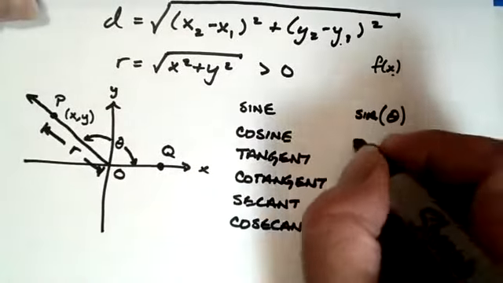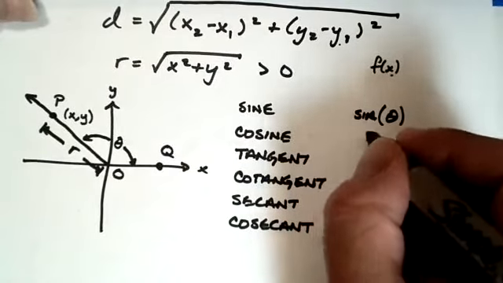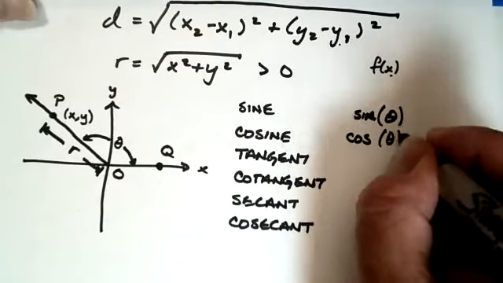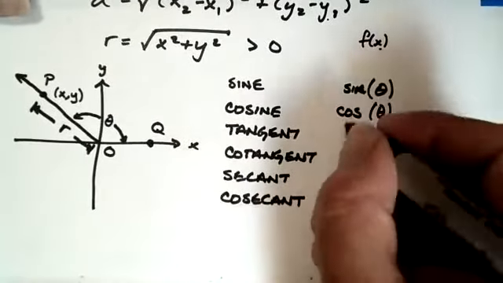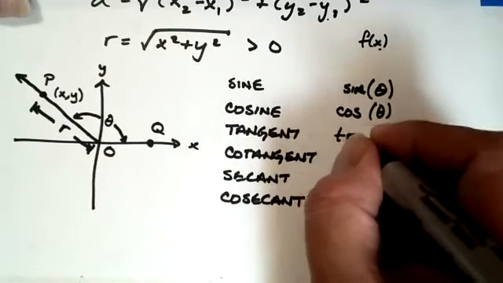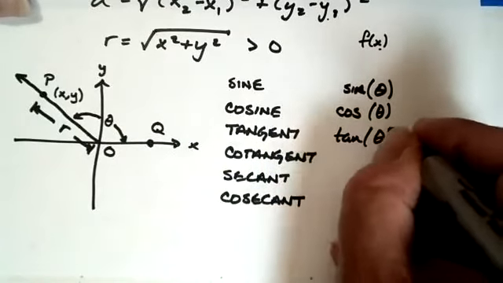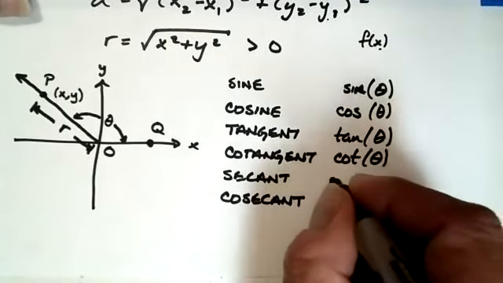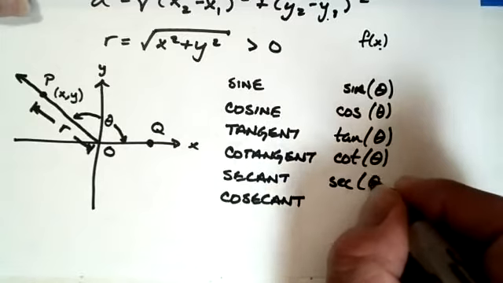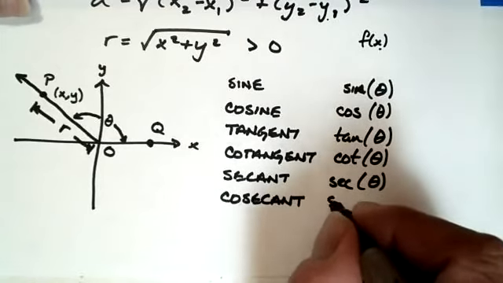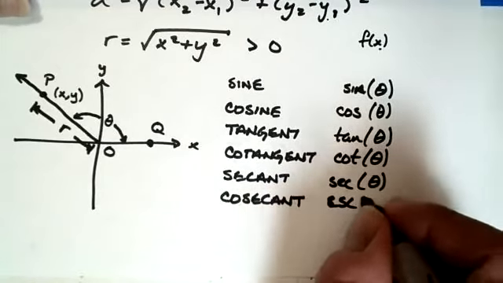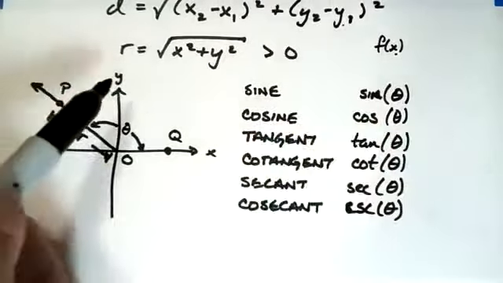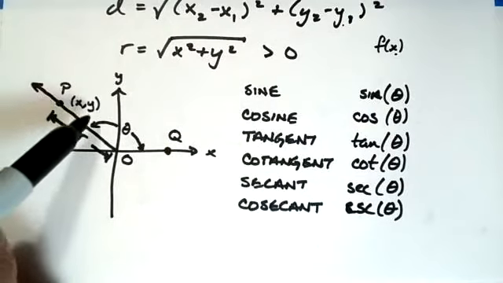So the next symbol is used for the cosine function, which is cos, and again, of theta. Now it could be of something else, but we're going to start out simple. Tangent is tan of theta. Cotangent is cot of theta. Secant is sec of theta. And cosecant is csc of theta.